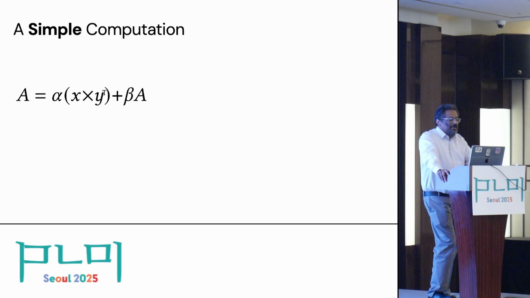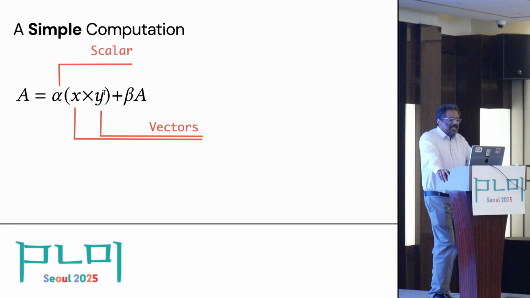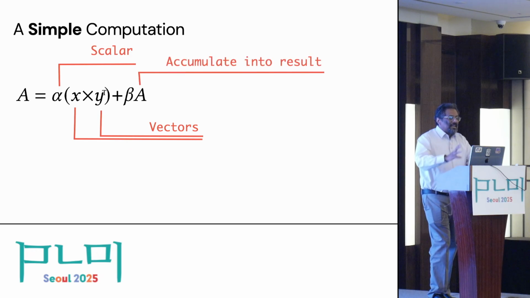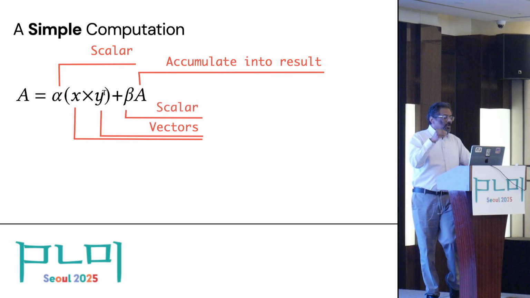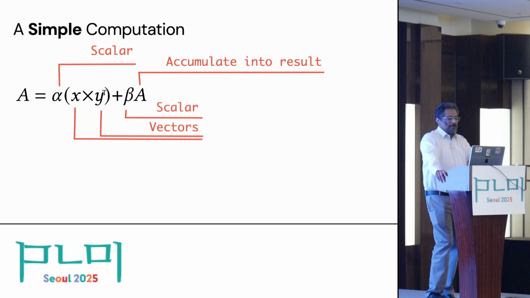Here's a very simple function. This function takes 2 vectors, does the outer product of those vectors to get a matrix, scales the matrix, and then accumulates into the original matrix, but also scales the original matrix. This is a common enough function, and we want to run this, and of course where it runs matters.